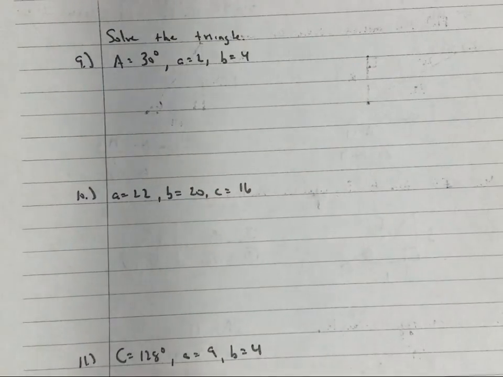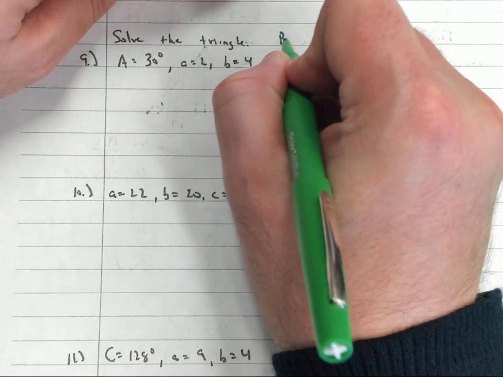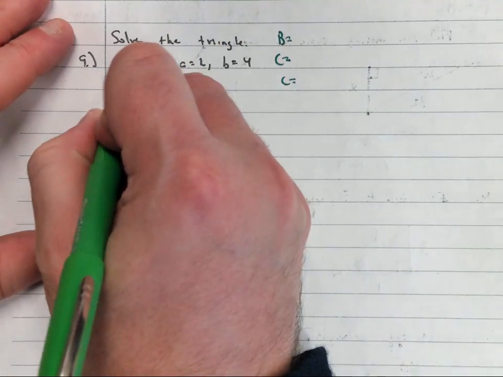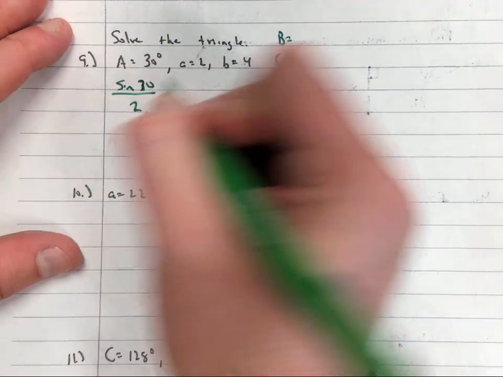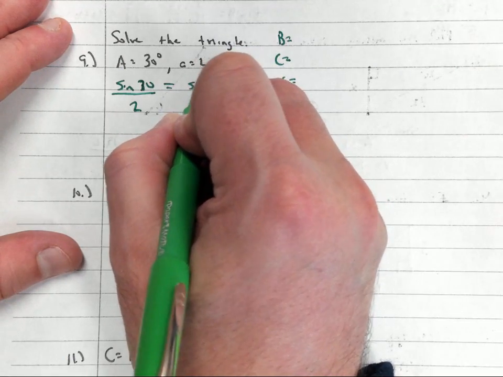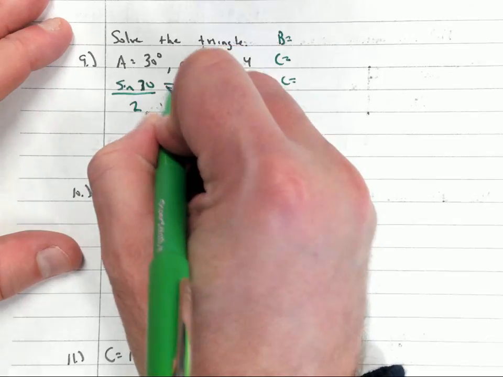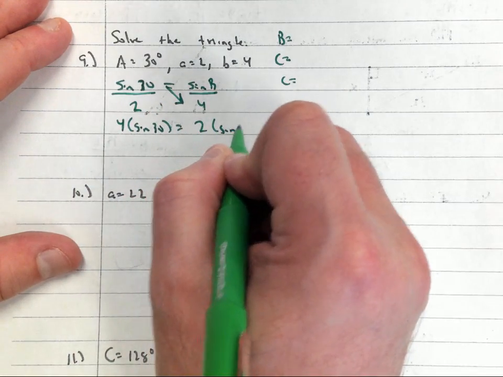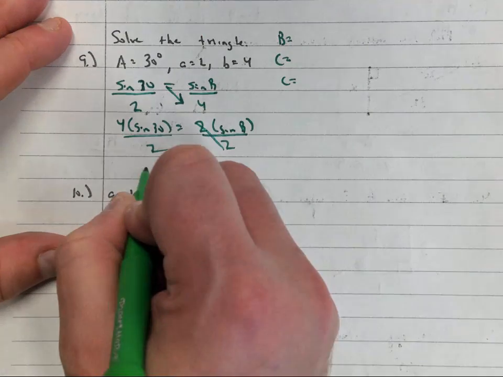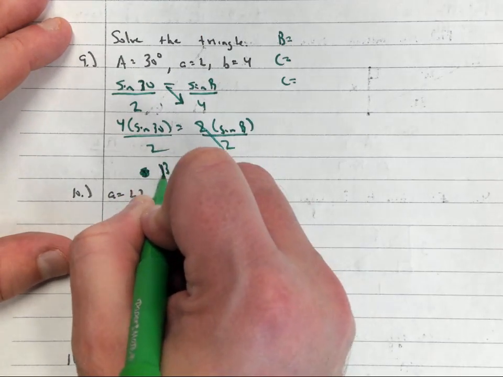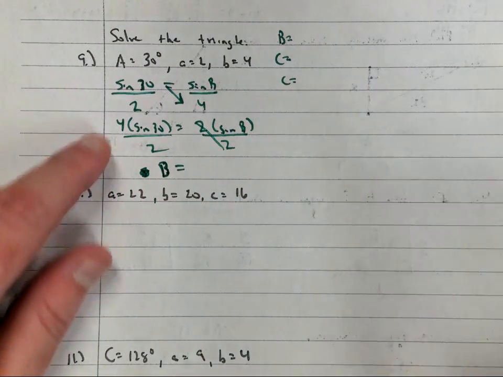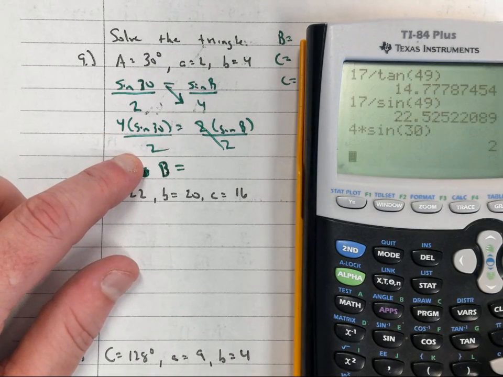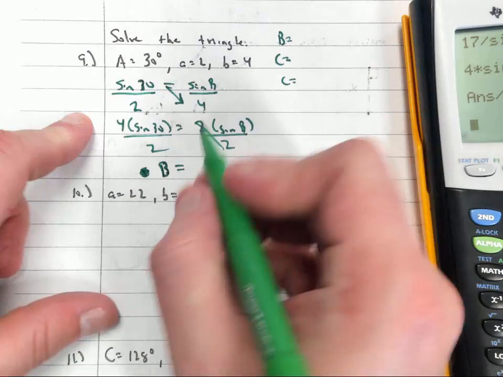Number 9, we said law of sines. You are correct. So I need to find angle B, angle C, and side C. So I'm going to start off with sine of 30 over 2 equals sine of B over 4. Cross multiply. 4 times sine of 30 equals 2 times sine of B. Divide by 2. B equals. You're going to have to hit second sine because you're hunting for an angle. And you're going to learn this comes out very nice. I didn't realize this. I made this one off the top of my head. B is 90 degrees.